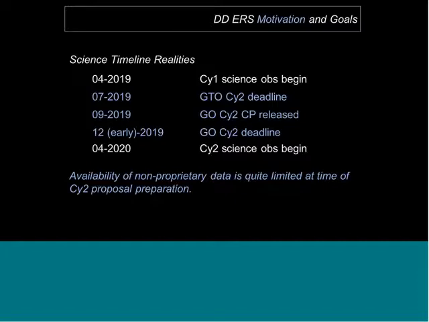The vision of the ERS program came about due to proprietary time on guaranteed time observers and cycle one guest observers. If you look at the timeline, where actual cycle one science began for both GTOs and GOs, all will start around April of 2019. All of these data have a one-year proprietary period, and when the next call for proposals for cycle two is released, with a deadline for proposals in early December of 2019, there will be very limited data available to the community before cycle two observations are actually begun, and very limited access to data for the rest of the community who are not part of a GTO or GO cycle one team.